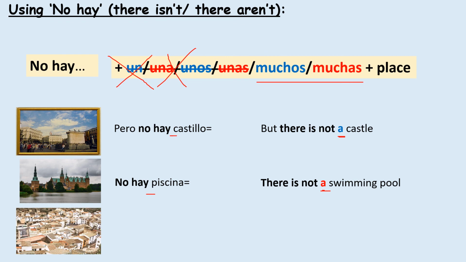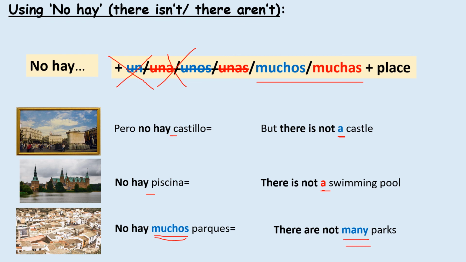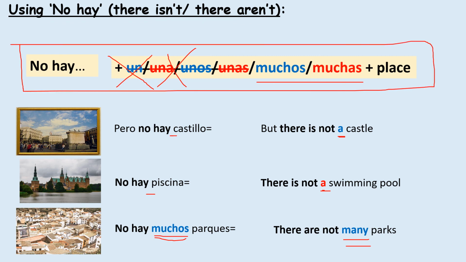However, look at this picture. In this picture, I want to say there aren't many parks in my city. No hay muchos parques. There are not many parks. And in this case, with muchos or muchas, yes, with negative sentences, we can add the muchos, as you do in English, by putting many or a lot of. So remember, when we use no hay, we don't use un, una, unos, or unas. Copy the rule in your book. 20 seconds.